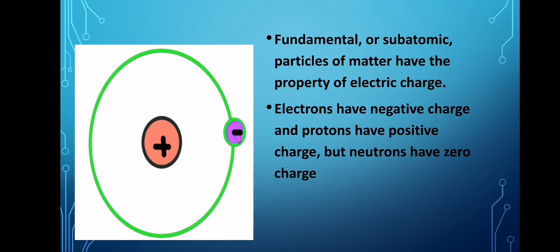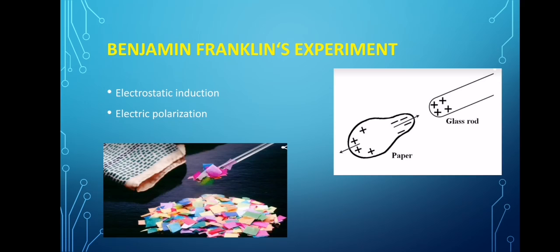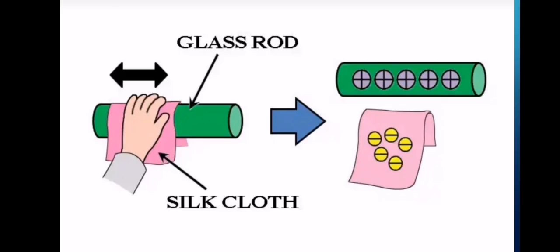Different people performed different experiments at different times. In 600 BC, people experimented with amber to attract dry pieces of leaf. In 1750, Benjamin Franklin performed various experiments about electrostatics. One of them is rubbing of a glass rod with silk cloth. On rubbing a glass rod with silk cloth, positive charges appear on the glass rod and negative charges appear on the silk cloth.